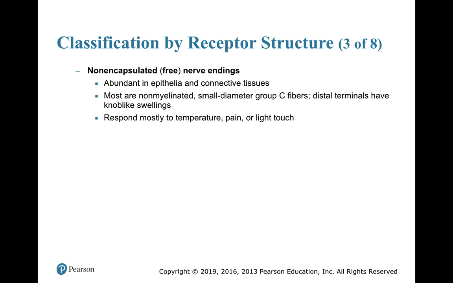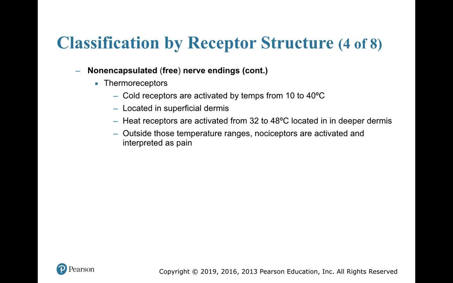Their distal terminals have a kind of a knob-like swelling to them, and they respond mostly to temperature, pain, or light touch. The cold thermoreceptors are activated by temperatures from 10 to 40 degrees Celsius. They're located in the superficial dermis. The heat receptors are activated at 32 to 48. They are found deeper in the dermis. And any of these thermoreceptors that sense temperatures outside of those ranges will lead to nociceptors being activated and interpreting it as pain.